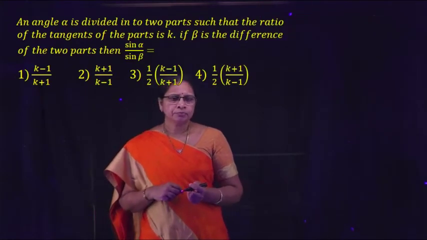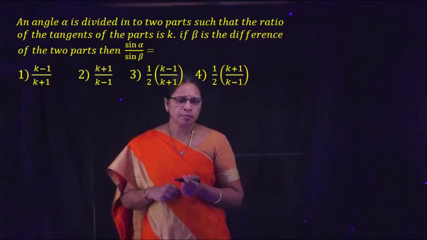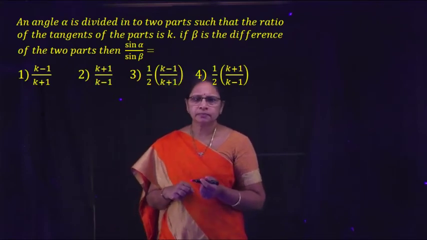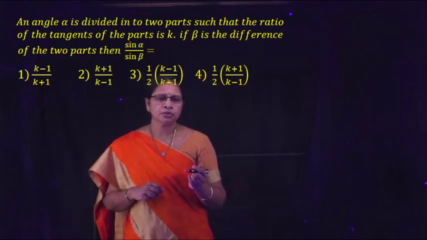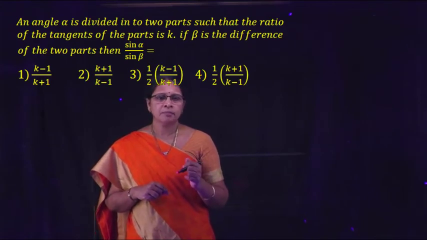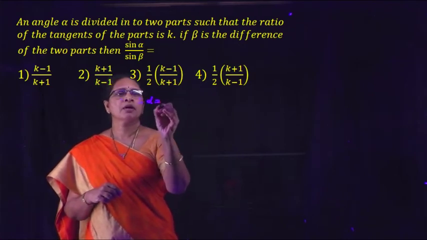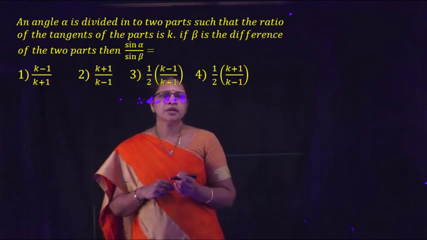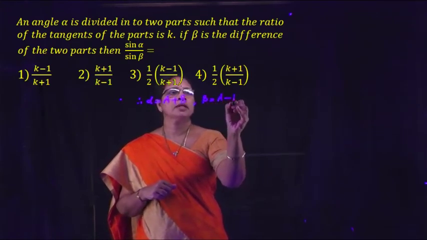See the next problem. An angle alpha is divided into two parts such that the ratio of the tangents of the parts is k. If beta is the difference of the two parts, then sin alpha by sin beta is equal to. According to this problem, given that alpha is divided into two parts, let it be A and B. Therefore, alpha is equal to A plus B.